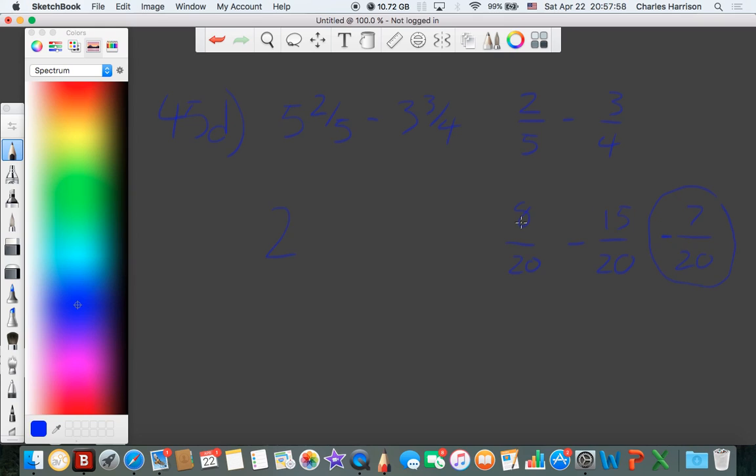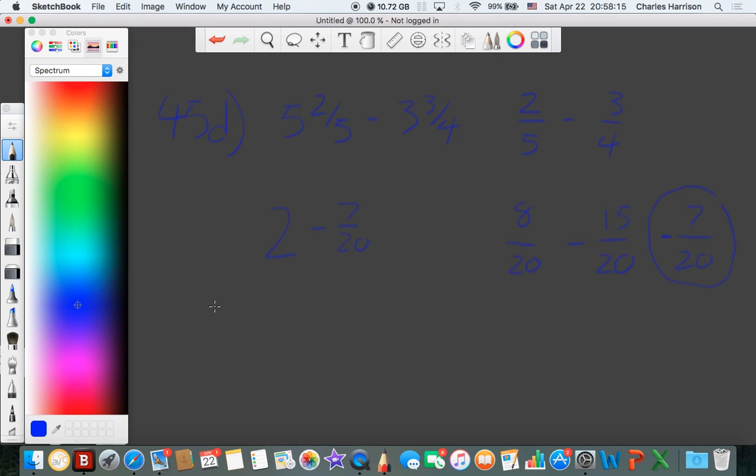This is bigger than the 8, so it's a negative 7. So we have a negative 7 20ths over here. We can't combine them into a mixed number until they share the same sign. This is a positive, that's a negative. So really, we have 2 minus 7 20ths.